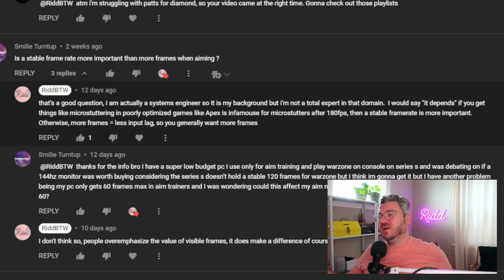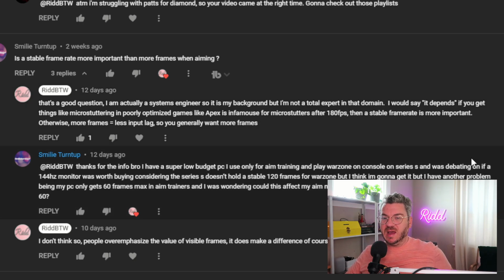Is a stable frame rate more important than frames? If you're experiencing micro stuttering and it's noticeably affecting you, like unable to track targets or see what's going on because of it, then yeah, you probably should stabilize your frame rate, but generally, less input lag. One of the easiest ways to reduce your input lag is to get more frames if possible. Generally, you want to be getting more frames.